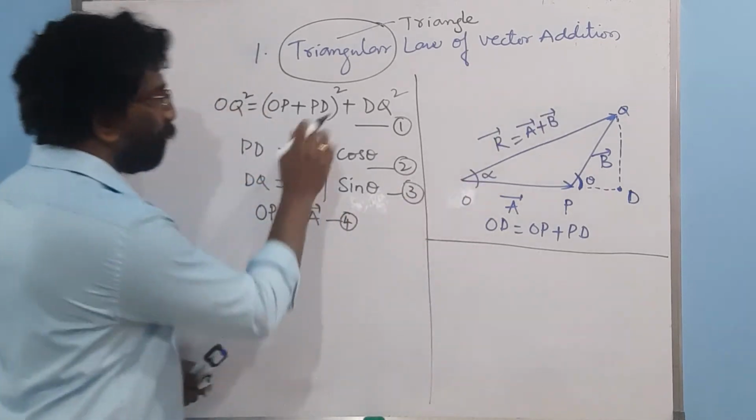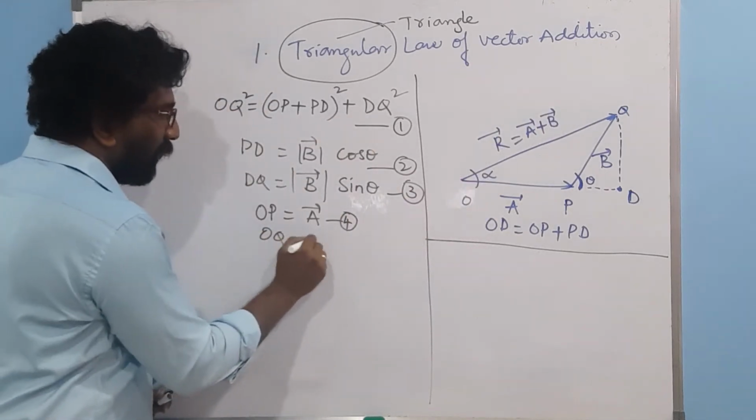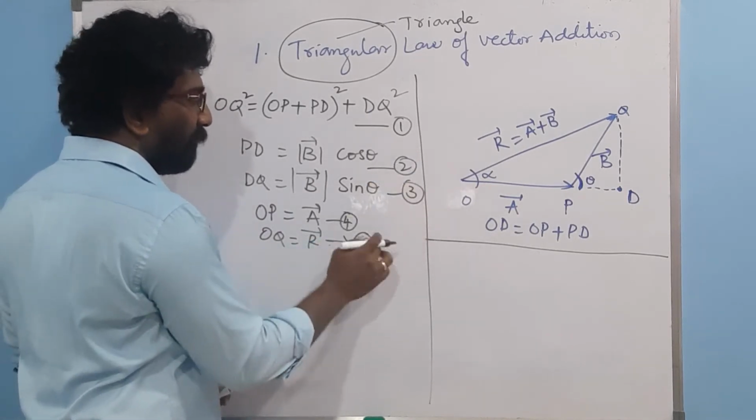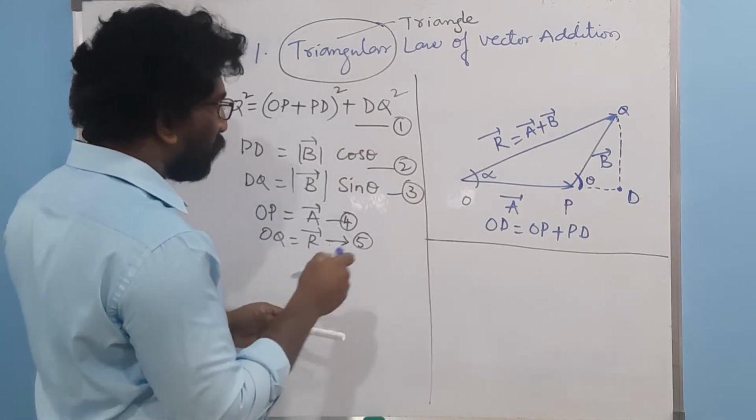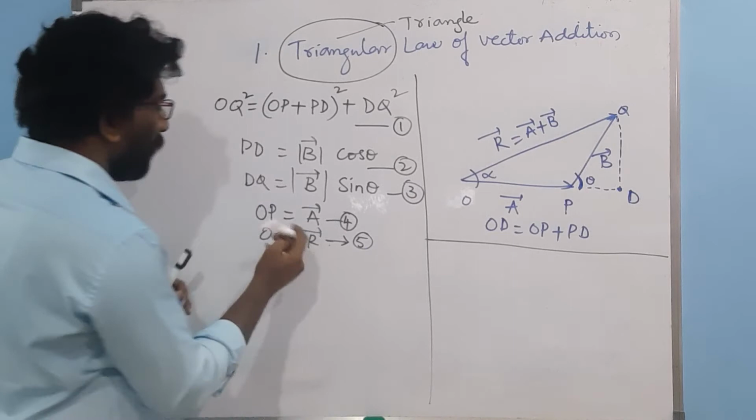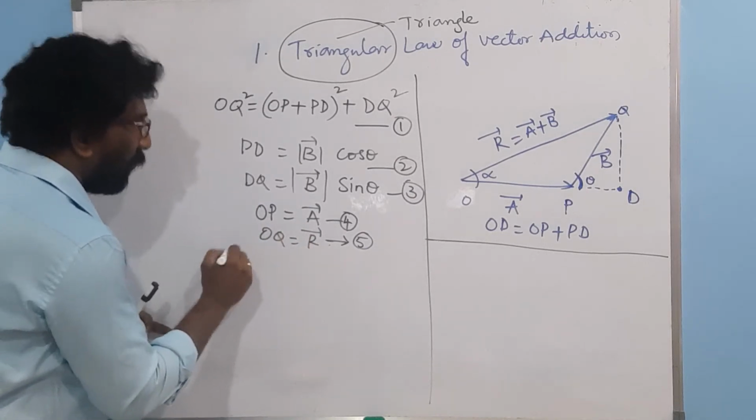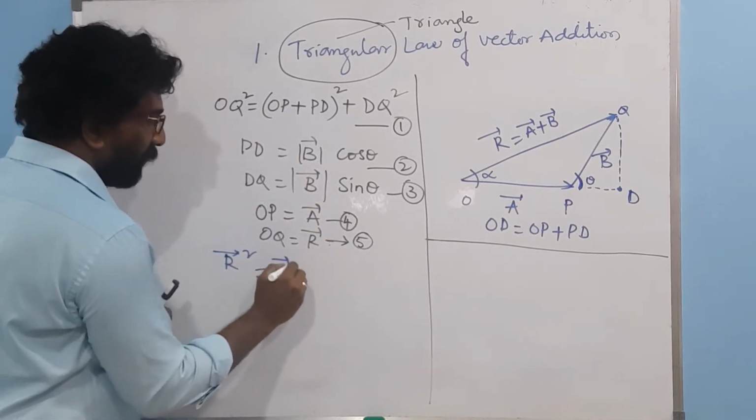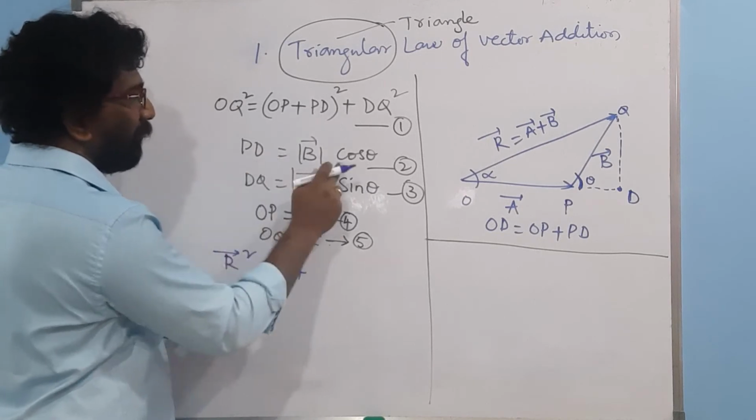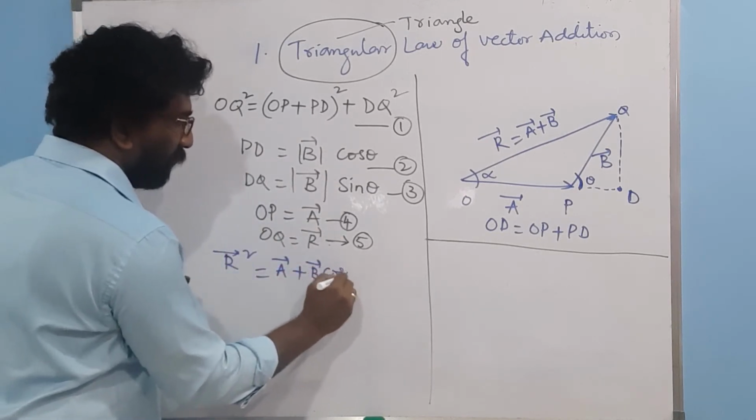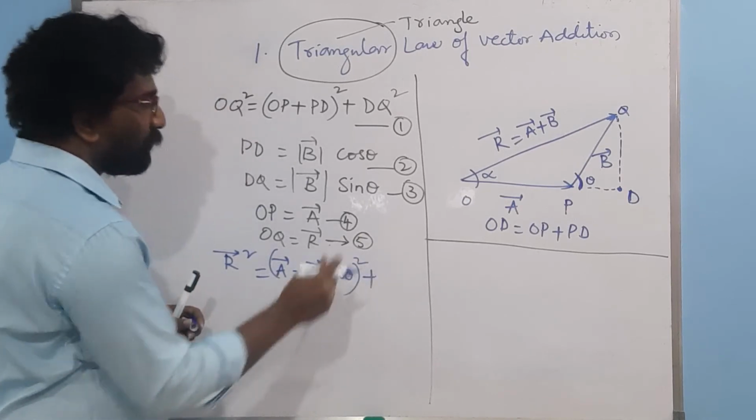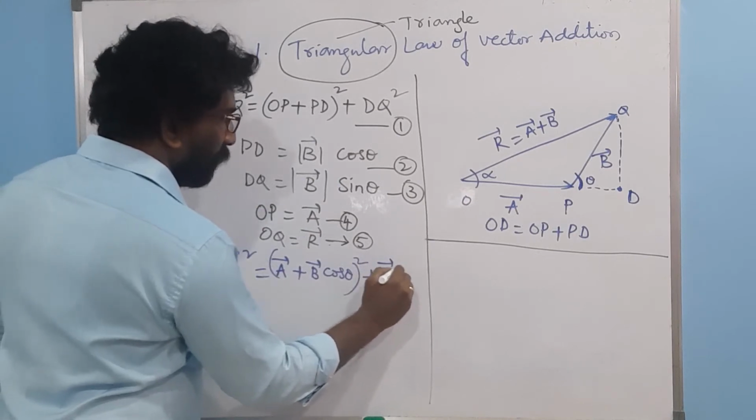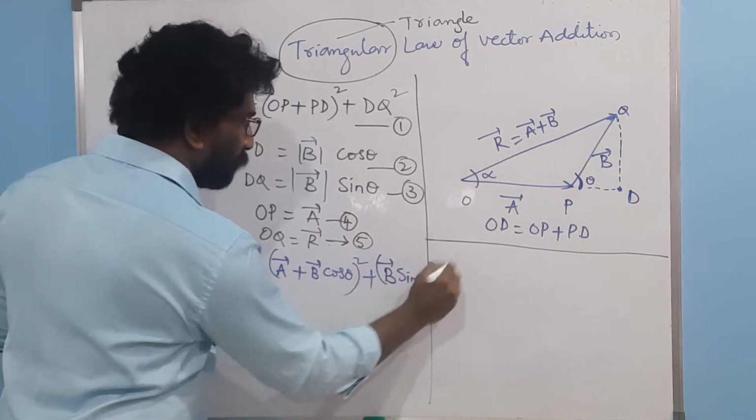And what is this OQ? OQ is equal to R vector, let it be my equation number 5. Now let me substitute equations 2, 3, 4 and 5 in equation 1. I will obtain an equation like R square is equal to OP, which is A vector plus PD. What is PD? PD equal to B cos theta whole square, plus DQ. What is DQ? DQ equal to B sin theta whole square.